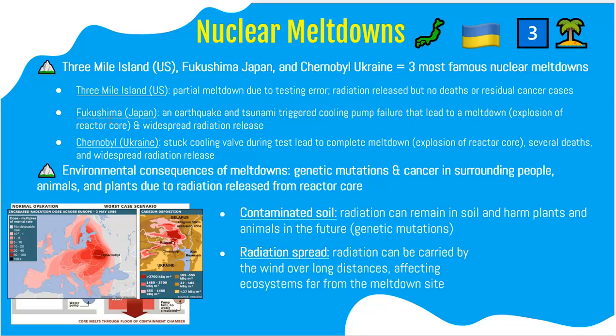Fukushima is still kind of an ongoing problem. It was an earthquake that caused a tsunami, and the tsunami triggered cooling pump failure. We're going to learn that one of the most important things about a nuclear power plant is its ability to cool, because there's so much energy, and that failure led to a meltdown. And they're still right now trying to figure out how to manage that.